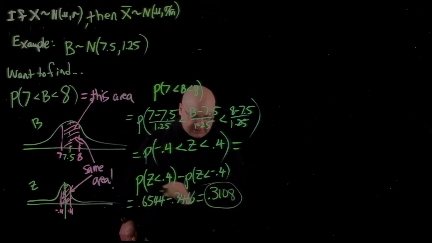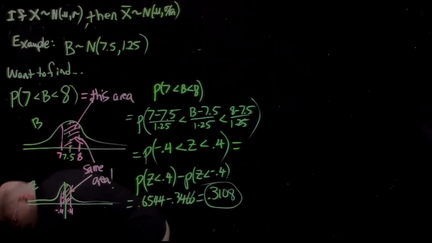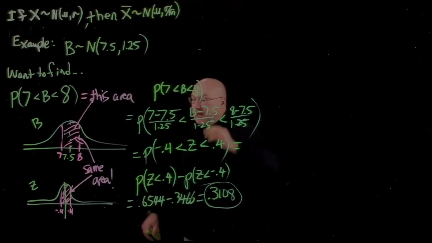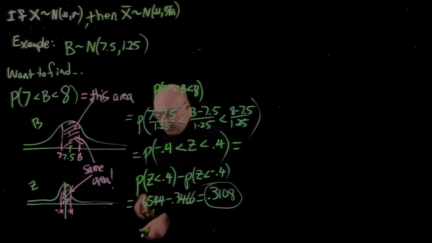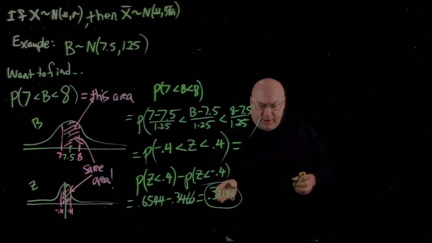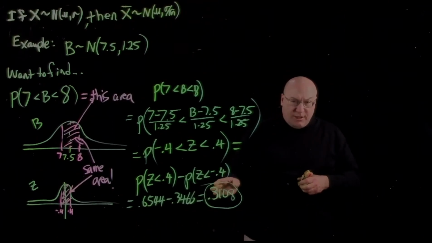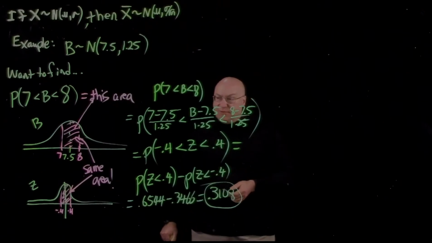0.3108. There's the answer. The probability that a newborn drawn at random will weigh between 7 and 8 pounds, within a half pound of the mean of 7.5, is 0.3108. Said another way, 31.08% of all newborns lie within 1/2 of the mean of 7.5 pounds.